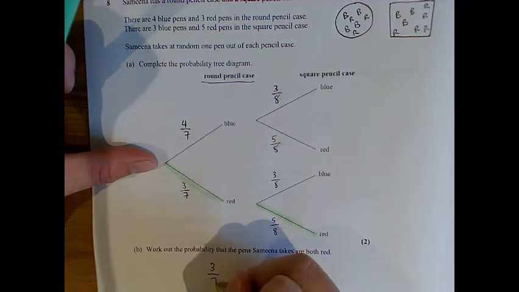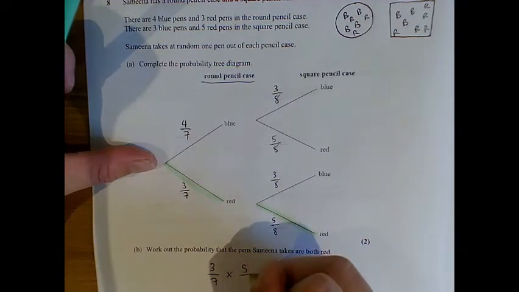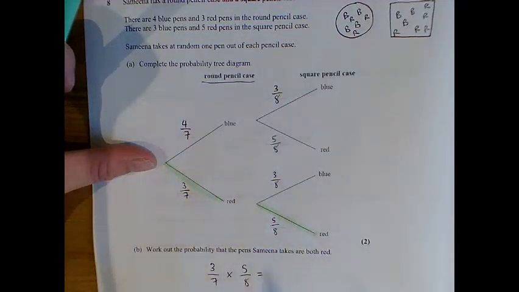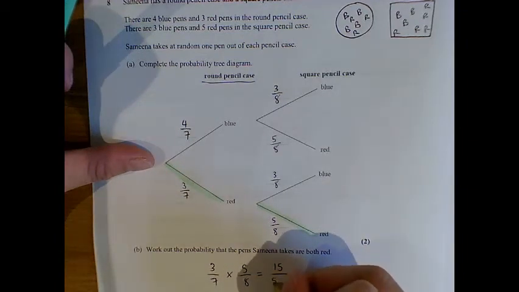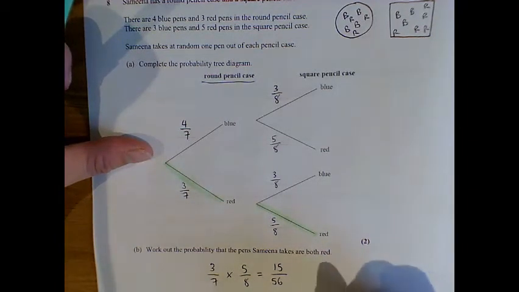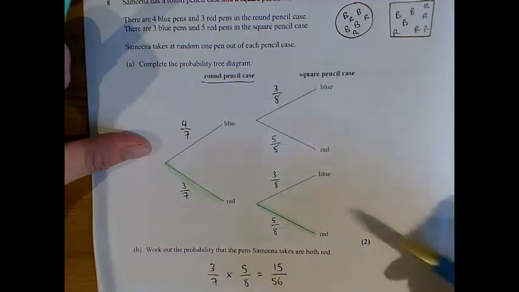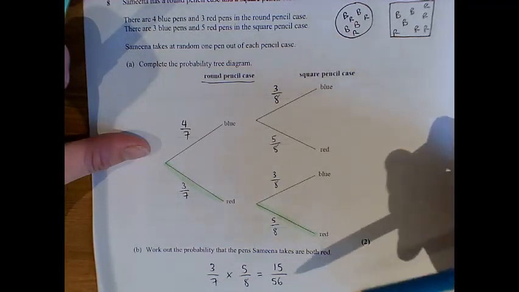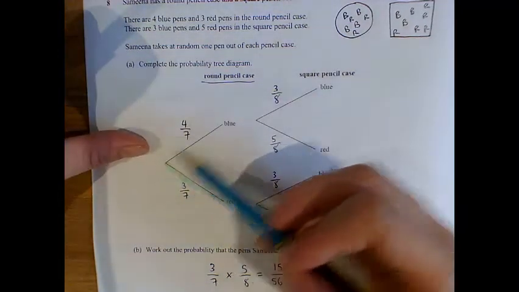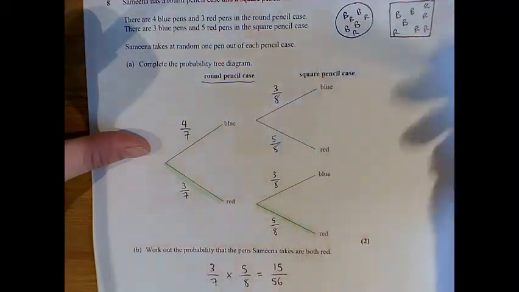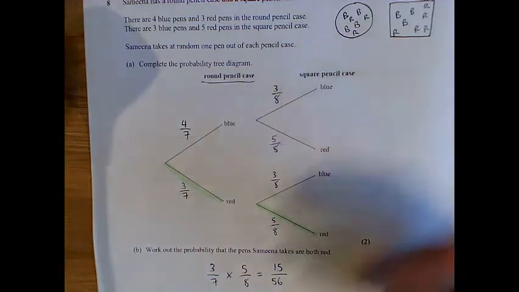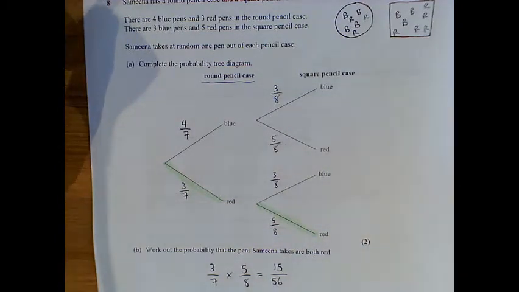So 3 over 7 times 5 over 8. And remember, to times fractions, we just do the numerator times the numerator and the denominator times the denominator. So 3 times 5 is 15 and 7 times 8 is 56. So that would be my answer, 15 over 56. If we wanted the probability that the colours were the same, like blue, blue or red, red, then we would also have to times these, and then we'd add our 2 answers together after. But we've just been asked for red, so that's it, we're done.